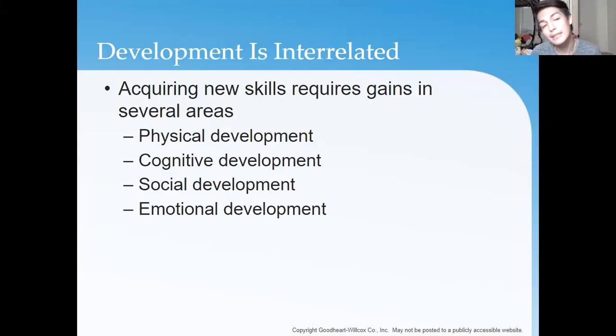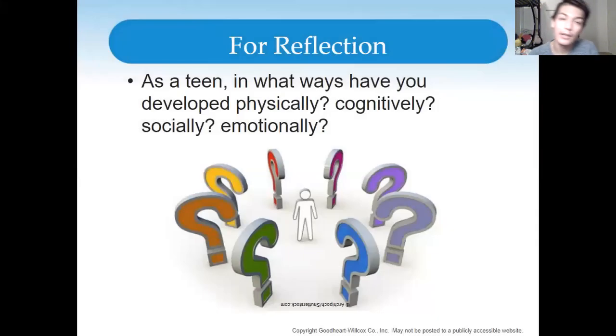So development is interrelated. Acquiring new skills requires gains in several areas: physical development, cognitive development, social development, and emotional development. Now here goes a reflection question that's also on the Google Forms. As a teen, in what ways have you developed physically, cognitively, socially, and emotionally? Make sure to respond to each question and give me an example of how you have developed throughout each stage.